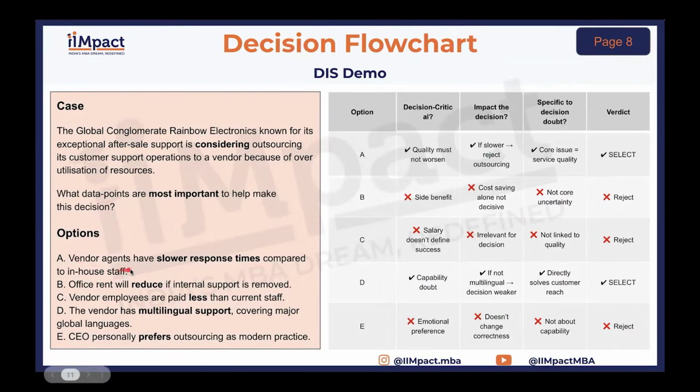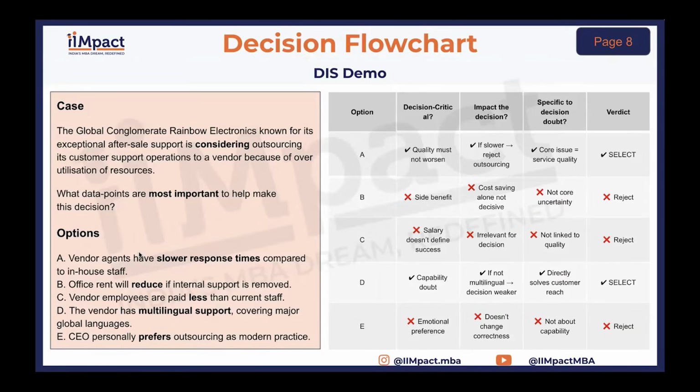Option number one, vendor agents have slower response times compared to in-house staff. Now, is this a decision critical data point? It is, because your customers expect exceptional after sales support. So yes, this is a critical decision point. Does this impact the decision? You would have outsourced to the vendor, but if they are slower compared to our in-house staff, then I would not outsource to this particular vendor. I will reject the outsourcing.